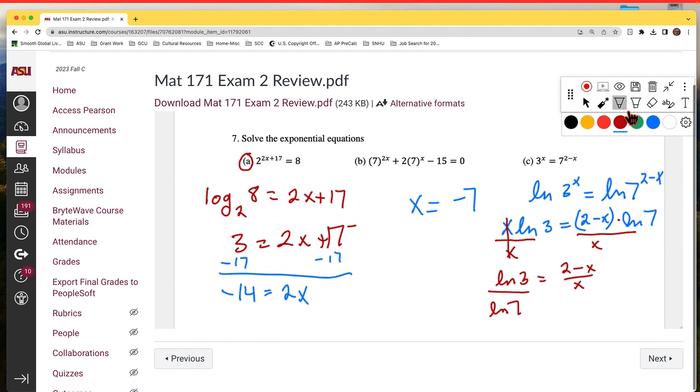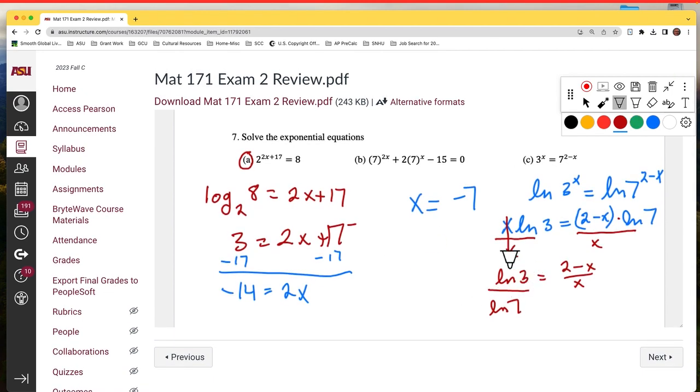And now remember, this is just a number, but it's not going to be a pretty number. It's going to be some decimal. That's as exact as we can get it.